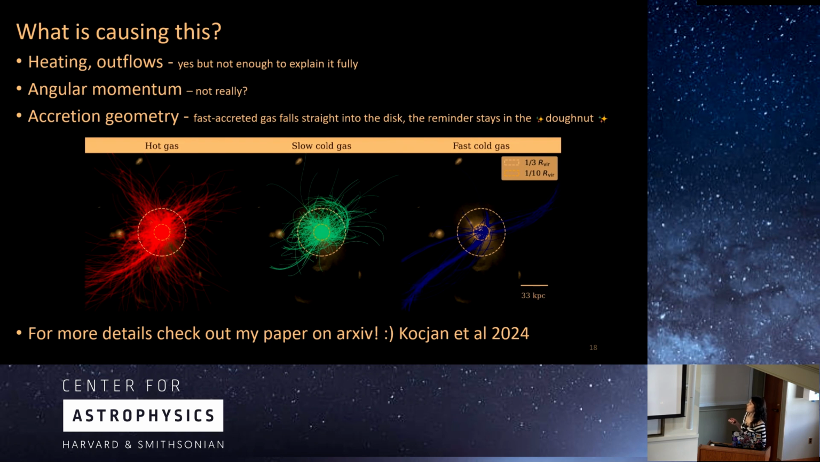And then, yeah, what could be causing this? Heating outflows, yes, they do contribute, but do not fully explain it. Angular momentum, meh. Accretion geometry, surely, yes. We can see that this region here is forming regardless of what simulation I look at and what time I look at. So, yeah, thank you.